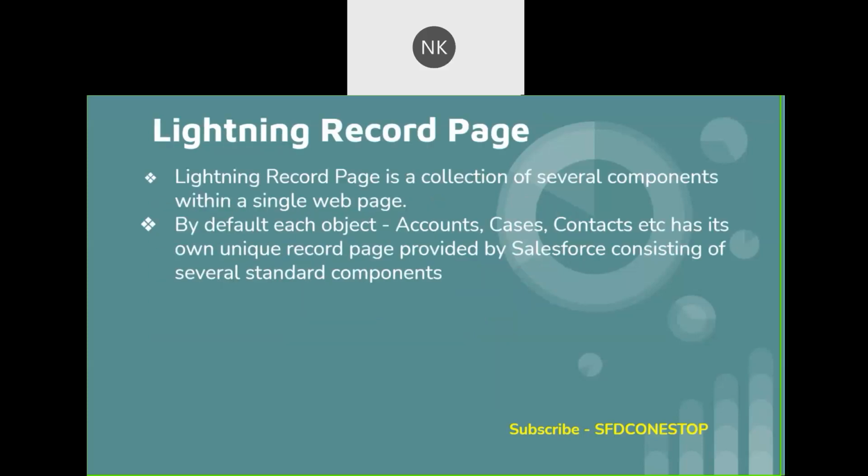So let's understand what is a lightning record page. Lightning record page is a collection of several components within a single web page. So for example, if you take any standard objects like accounts, cases, or contacts, Salesforce has provided its own unique record page which consists of several standard components. You will understand what I'm talking about when we get into our demo.